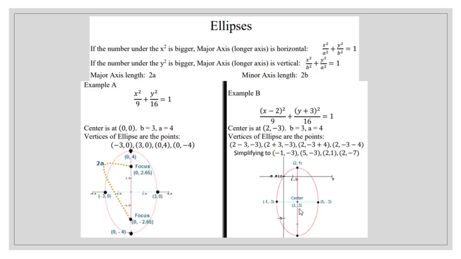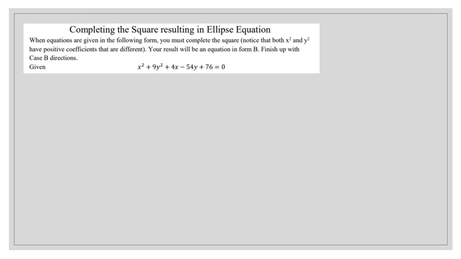And notice the axis is the total length, so for the x, he goes across the 3 this way, 3 that way, so the minor axis length is 6, and the major axis length would be 8 because it's 4 either way. All right, just like with the circles, they don't always give them to you in that pretty form.